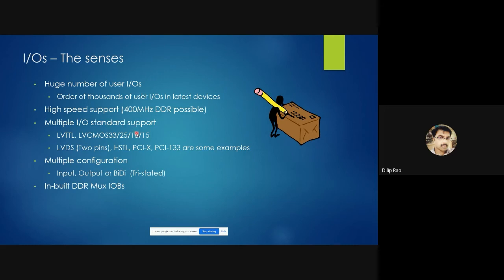The IOBs can be configured as input, as output, or as a bidirectional line. A bidirectional line is basically a tri-stated buffer implementation, wherein you can switch from being an input to being an output, and vice versa. On the fly, based on certain selection lines, you can switch between input and output in a bidirectional way.